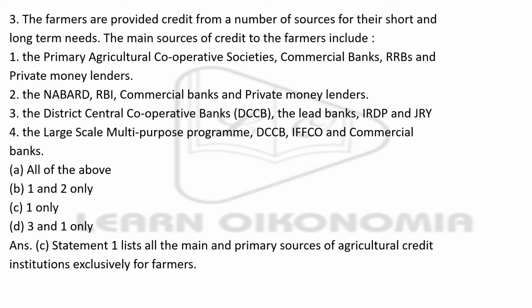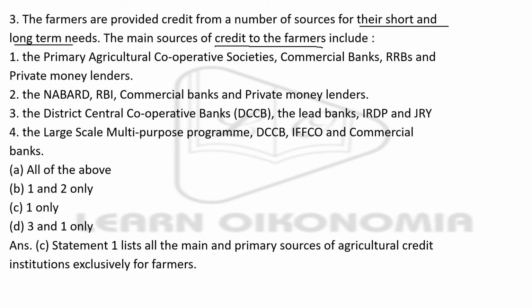Next, you have the question: farmers are provided credit from a number of sources for their short and long-term needs. The main sources of their credit include what? In these kinds of questions, try to understand the keywords in the question. Here, you are looking into the credit given to farmers, and also short-term as well as long-term needs. These two are the important things you have to focus on in the question.